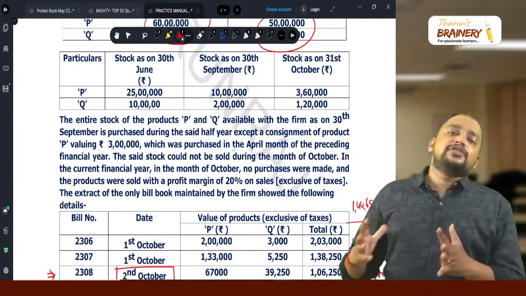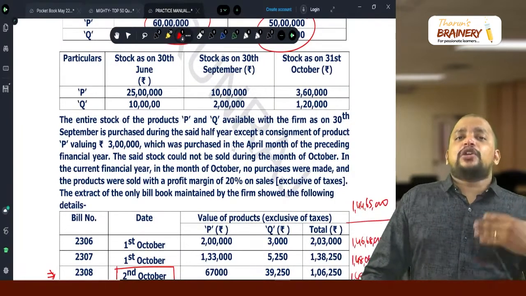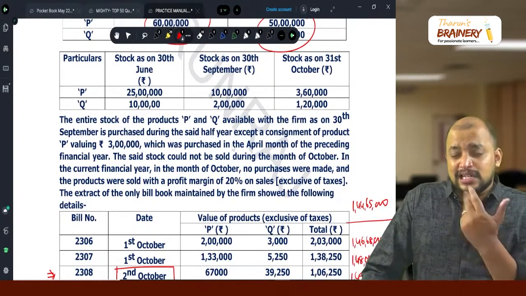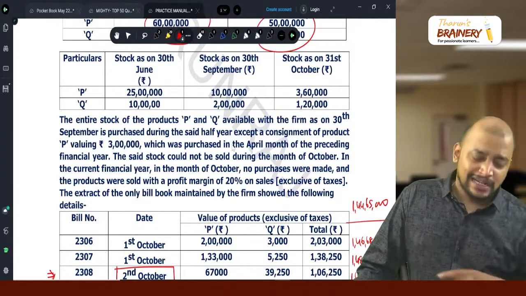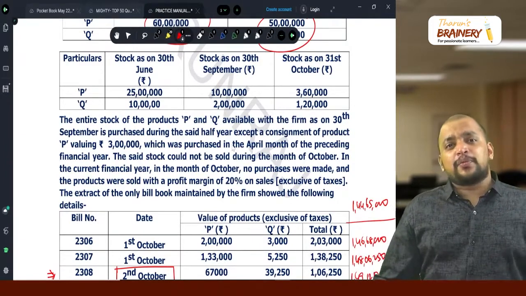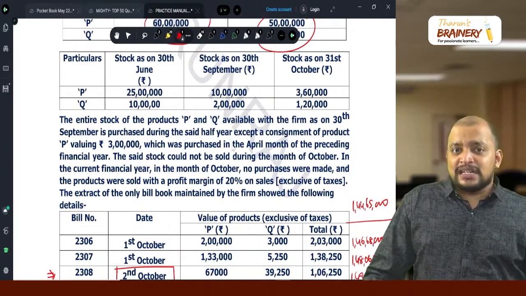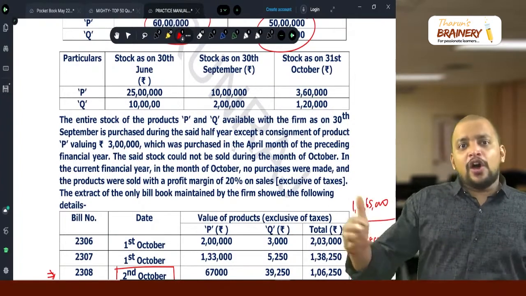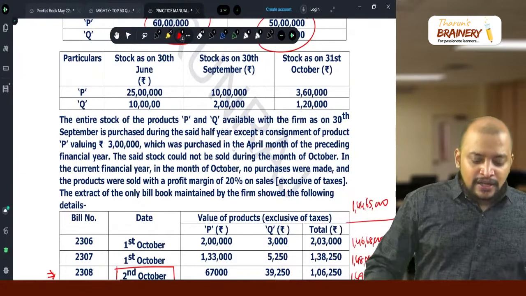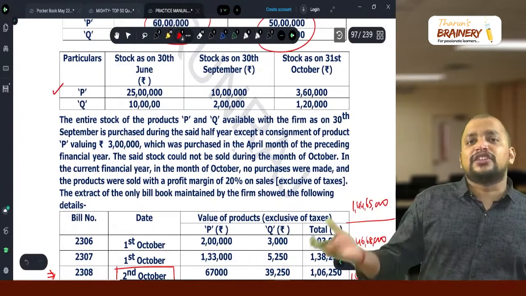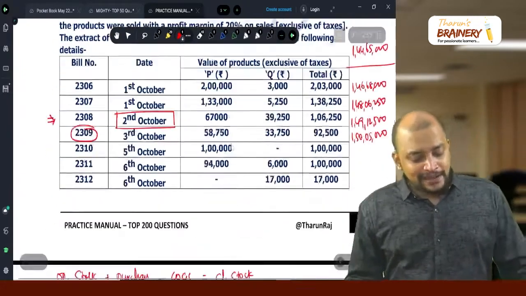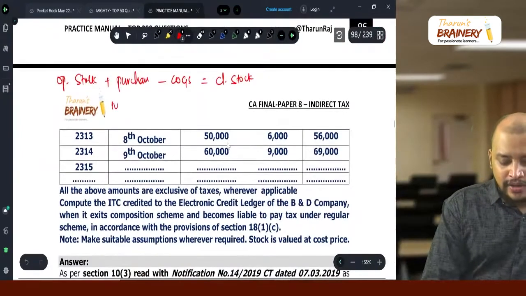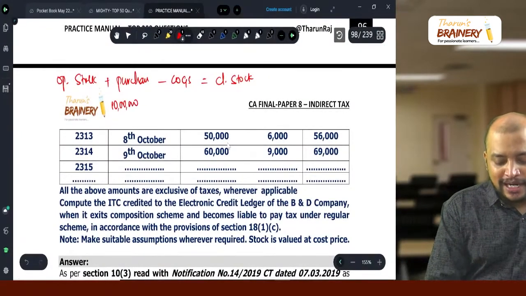See, first of all, try to understand that the GST paid on the closing stock will be availed as ITC. As Q is an exempted product, definitely on its purchase we would not have paid GST. As P is a taxable product, on its purchase we would have paid GST. Therefore, we need to take ITC only with respect to P. What is the opening stock? As on 1st of October, it is 10 lakhs.